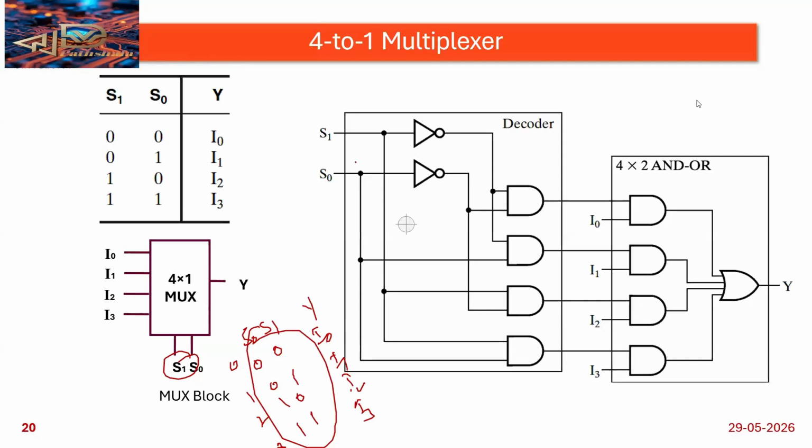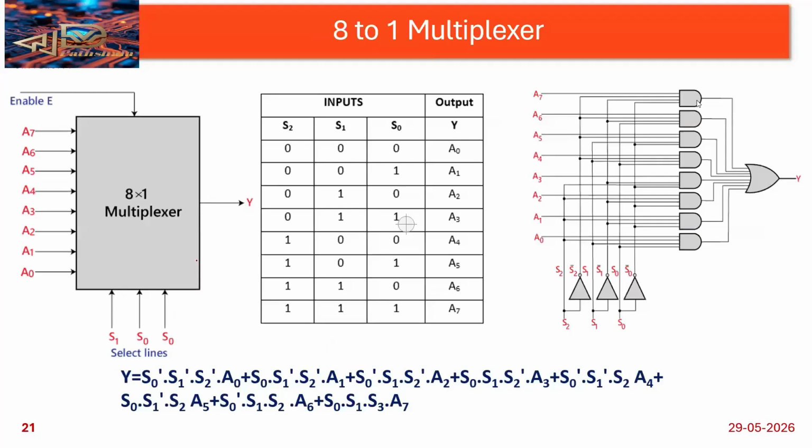Then based on that we will write the logic diagram. If you are selecting 00, I naught is at the output side. You are selecting 01, I1 is the output. You are selecting 10, I2 is the output, and 11 means I3 is the output. That is the 4 by 1 mux. Similarly 8 by 1 mux also, 3 select lines are there.